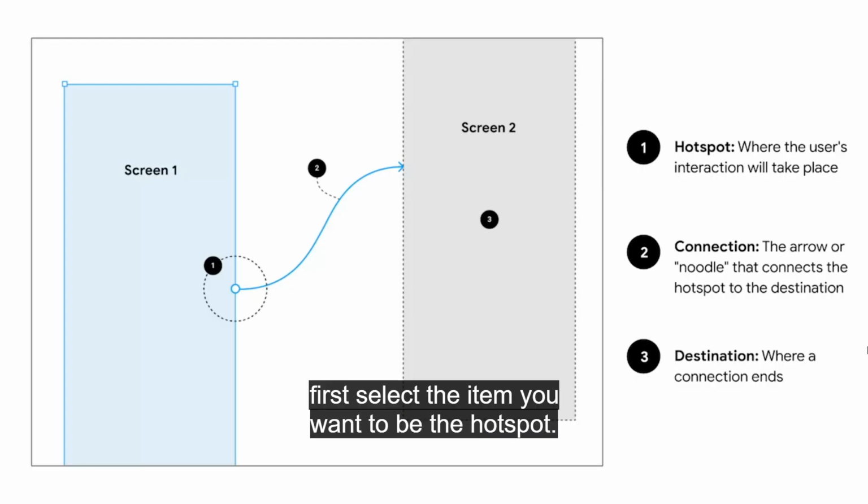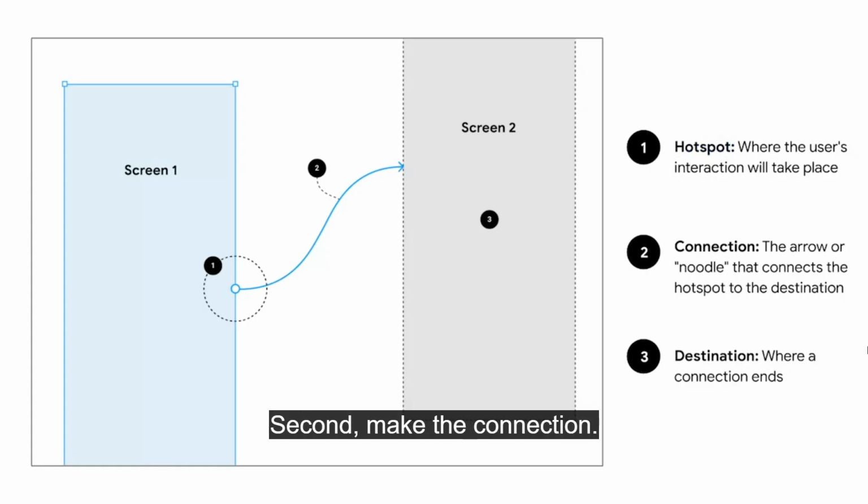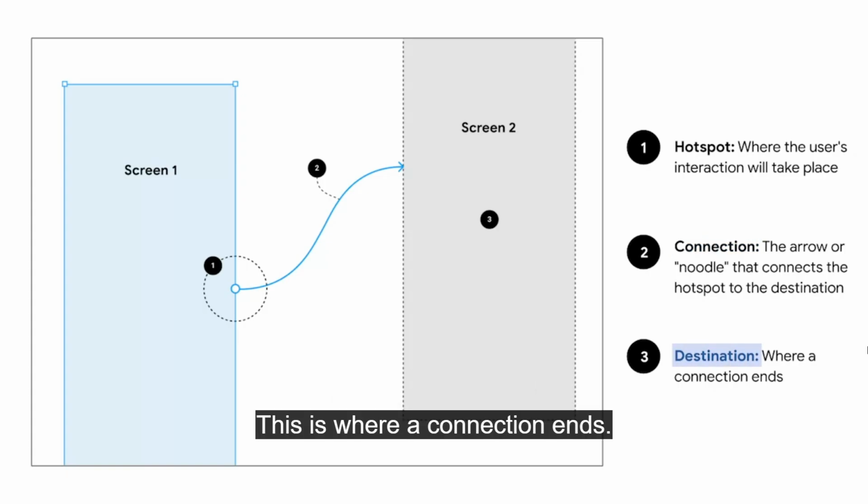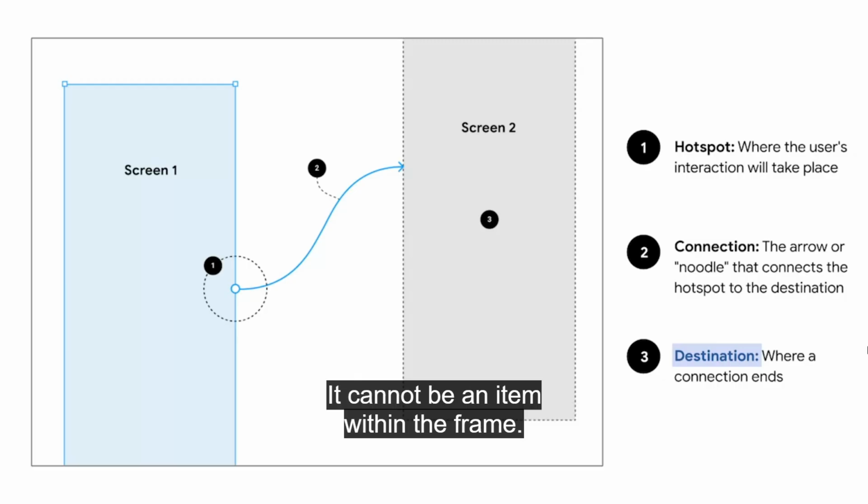To create a connection, first select the item you want to be the hotspot. This is where the user's interaction will take place. You can create a hotspot on anything, like a button, icon, or heading. Second, make the connection. This is the arrow, or noodle, that connects the hotspot to the destination. You can make a connection by clicking the little blue plus sign inside the circle. Finally, indicate the destination. This is where a connection ends. Remember, the destination has to be a frame or screen. It cannot be an item within the frame.